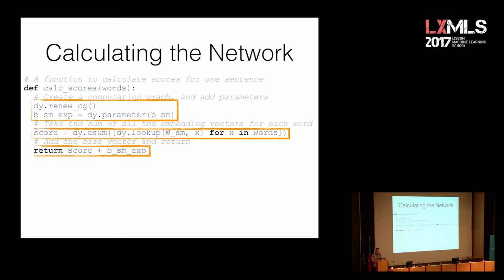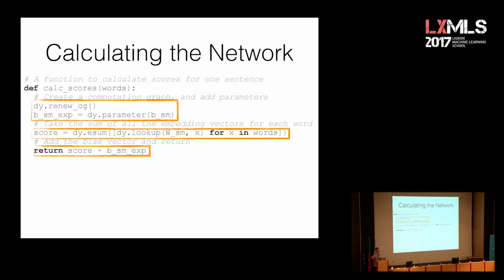The next thing we need to do is calculating the network. Actually, it should probably say defining the network. What we're doing is we get words, which are the words in our particular sentence that we want to calculate the score for. We call this dy.renew_cg thing here. dy.renew_cg basically creates a new computation graph for the example that we're trying to process now.